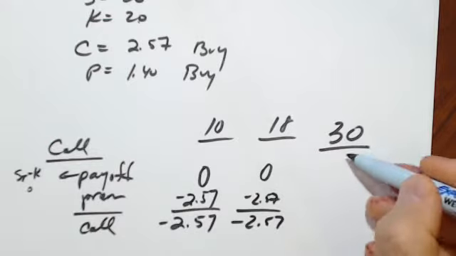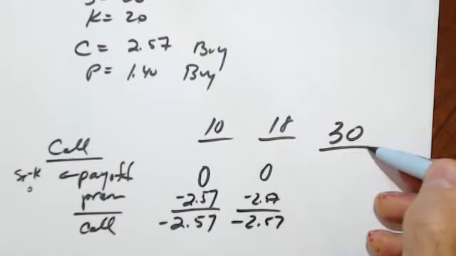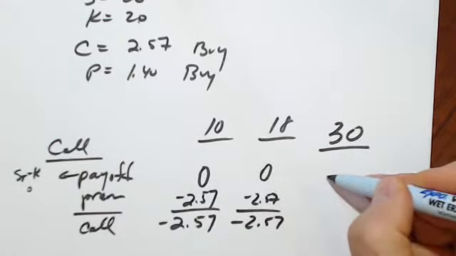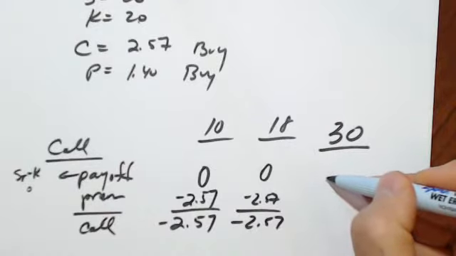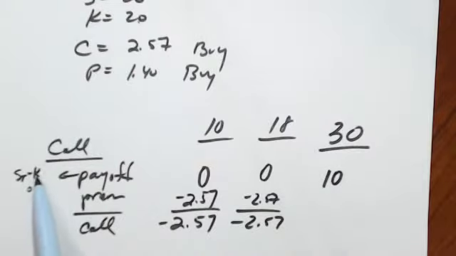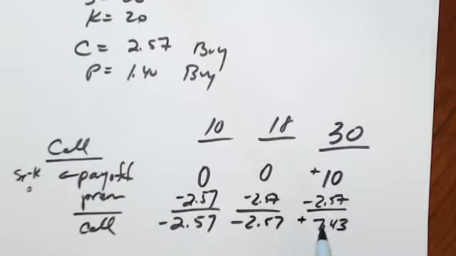Now, at a $30 stock price, you're going to be making money. Remember, when you buy a call, you make money on the upside. So with this option, you're going to make 30 minus 20, which is $10. But you paid $257 for it, and so this is $743 on the upside, positive.